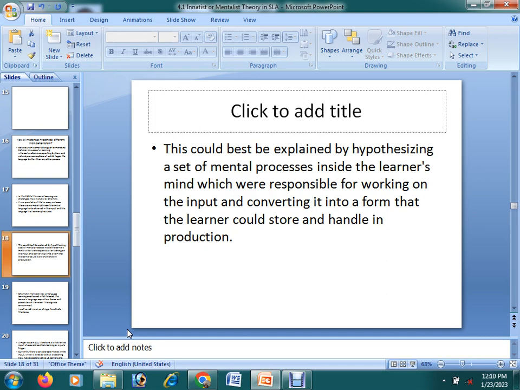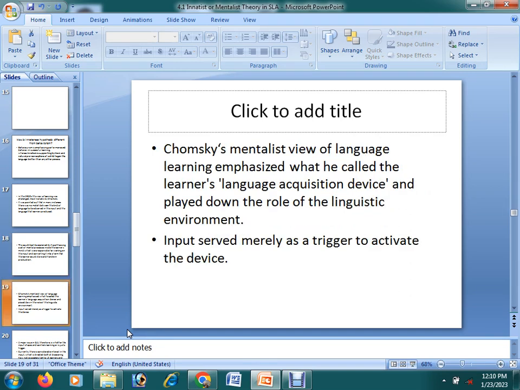In innatist theory, input will be a trigger that will trigger the language sensitive portion of our brain, and the child will try to produce new language with the help of other language. Other language, that means what he or she has heard, what he or she has imitated. Through that he will be learning the language.